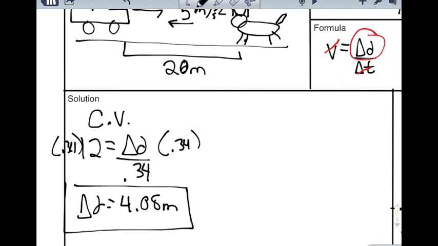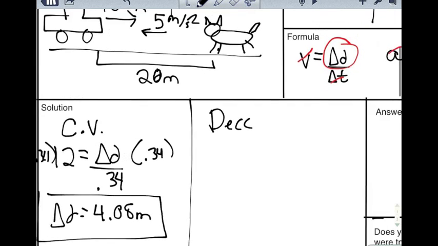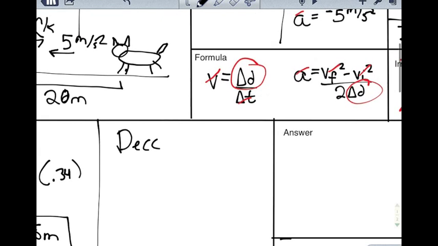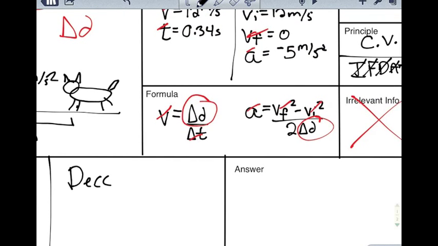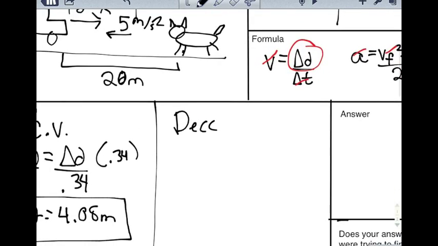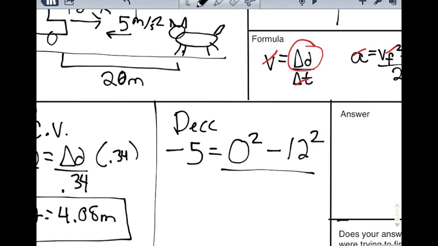Now, we look at the deceleration distance. The deceleration distance, we know that we're going to use the formula a equals vf squared minus vi squared over 2d. And we start to plug in our numbers there. So we start off with the idea that we have -5, which is our deceleration, equals the final velocity is 0, so 0 squared, minus the initial velocity, which is 12 squared, divided by 2 delta d.